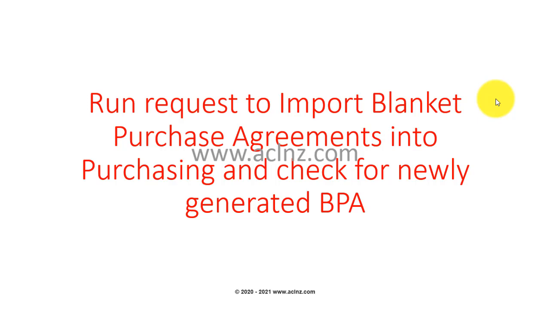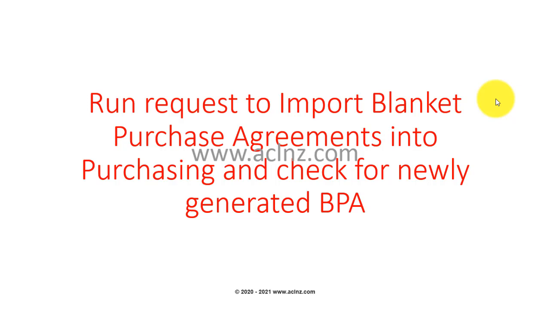Run request to import blanket purchase agreements into purchasing and check for newly generated blanket purchase agreement. So for this, we have got to go back to Oracle Fusion Cloud. Basically, this step comes after we have generated an agreement at the fulfillment lines from the contract workbench, and as a result, enterprise contract has dumped the details of data into purchasing interface tables, and this request will import data of the agreement from purchasing interface tables into Oracle Purchasing Cloud and will then create a blanket purchase agreement automatically. Let's go and see how it works.